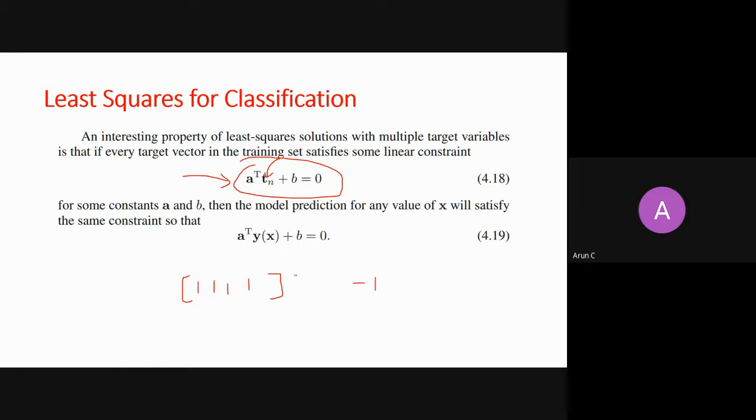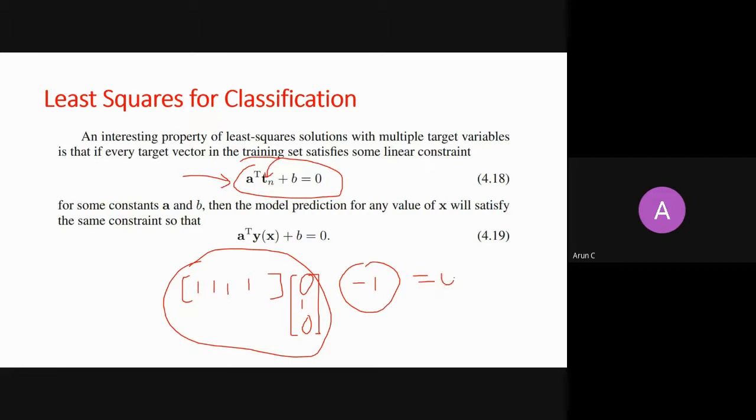Because it is a one hot vector encoding, there will be exactly one entry which is 1, right? And the rest will be zeros. What will happen? The dot product will be 1. And when you subtract 1 from 1, you will get 0. So it means it is actually satisfying this linear constraint where A is a vector of 1 and B is -1, which is a scalar entry, right?